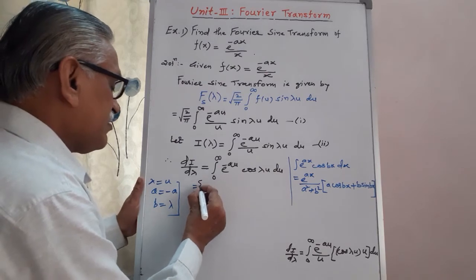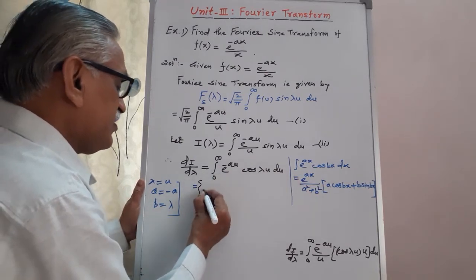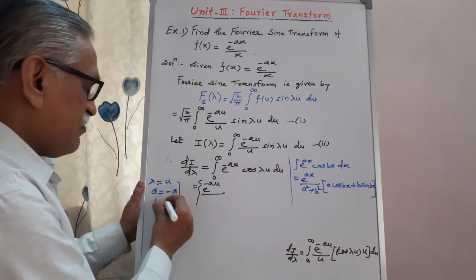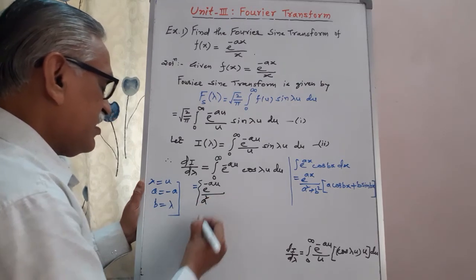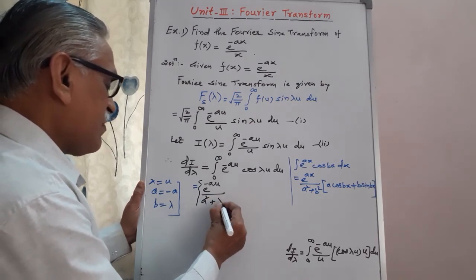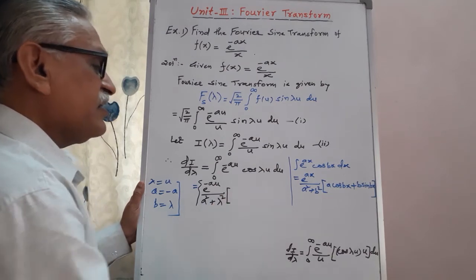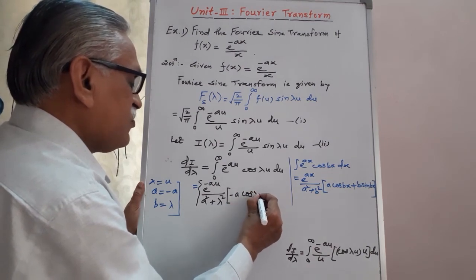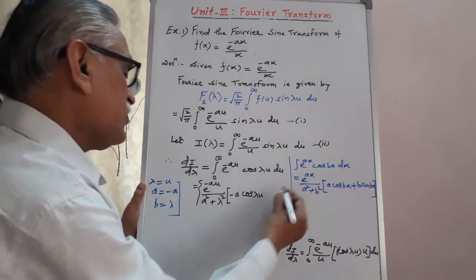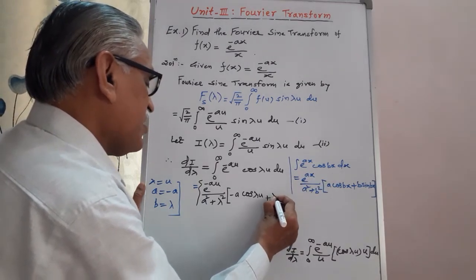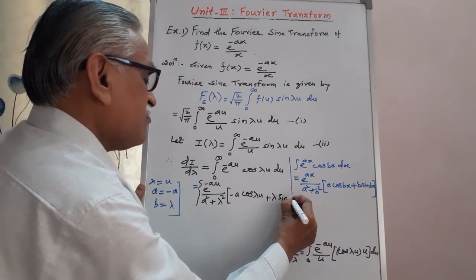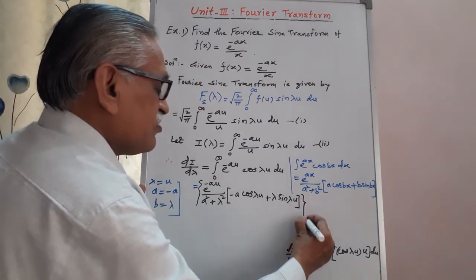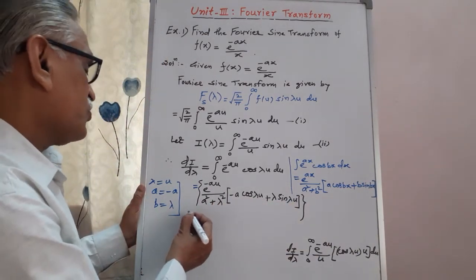the first term is e raised to x, means here it is e raised to minus au divided by a square plus b square minus a bracket square, it is a square plus b square means a square plus lambda square, multiplied by a cos bx minus a cos of lambda u plus b is lambda sine of lambda u bracket close, outer bracket close, and then limits from 0 to infinity.